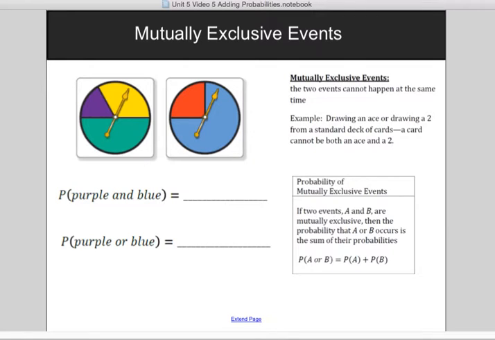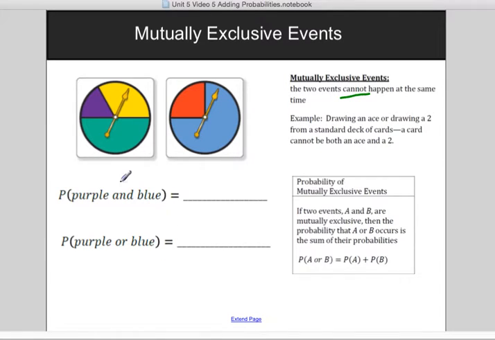Mutually exclusive events are two events that cannot happen at the same time. They are exclusive. If I said inclusive, they can happen at the same time. So we're looking at exclusive events. Here's an example: you can draw an ace or draw a 2 from a standard deck of cards. A card cannot be both an ace and a 2, so those are exclusive events.